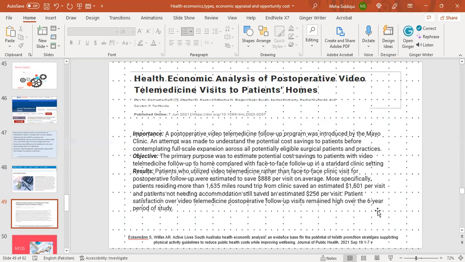More specifically, patients residing more than 1,635 miles round trip from clinic saved an estimated $1,500 per visit, and patients not needing accommodation still saved an estimated $256 per visit. Patient satisfaction over video telemedicine post-operative follow-up visits remained high over the 6-year period of study.